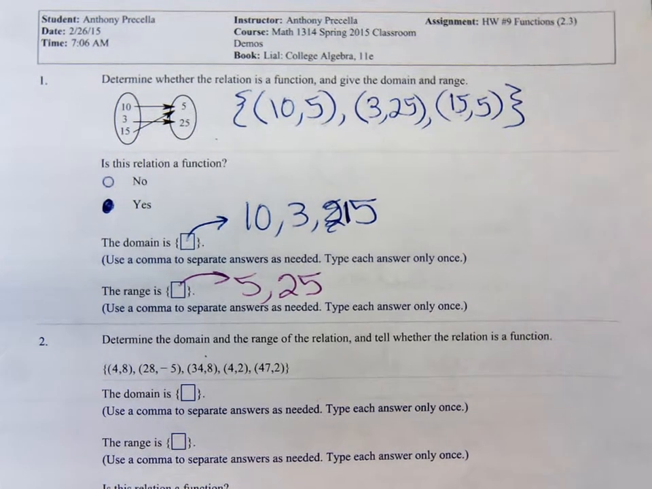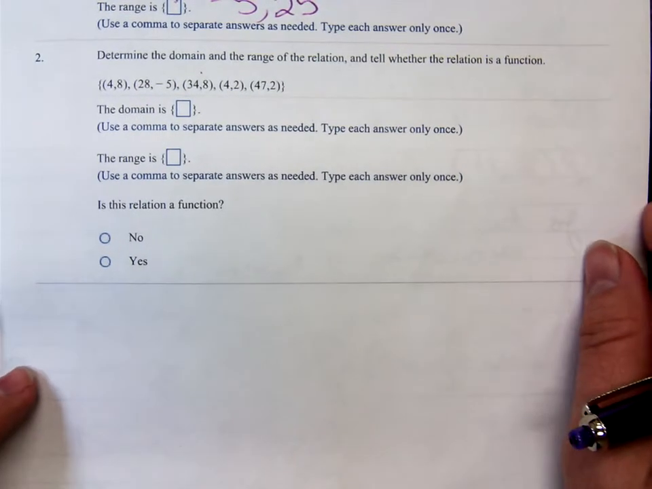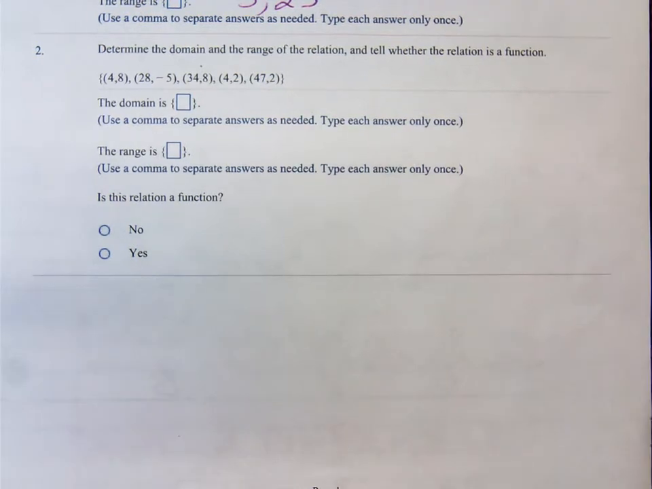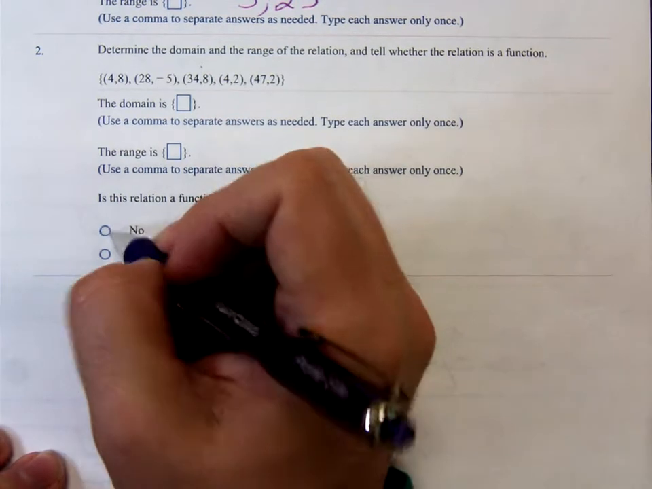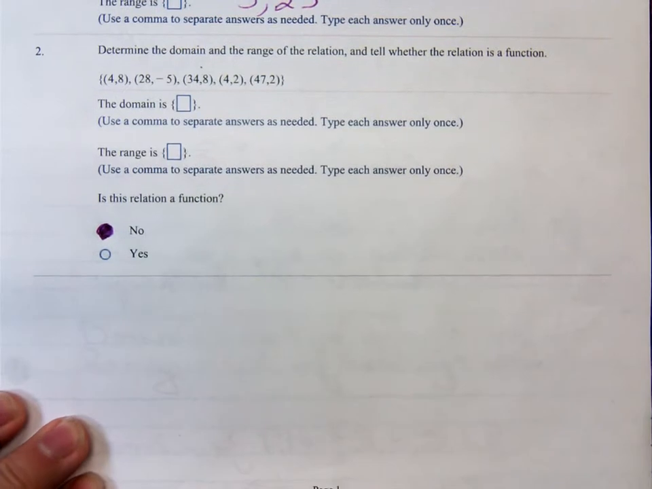Okay, and number 2. Here they're giving it to us explicitly as ordered pairs. Same instruction, state the domain and range. Is this relation a function? What do you think? You think it's not a function? So, it's not a function. Why is it not a function?